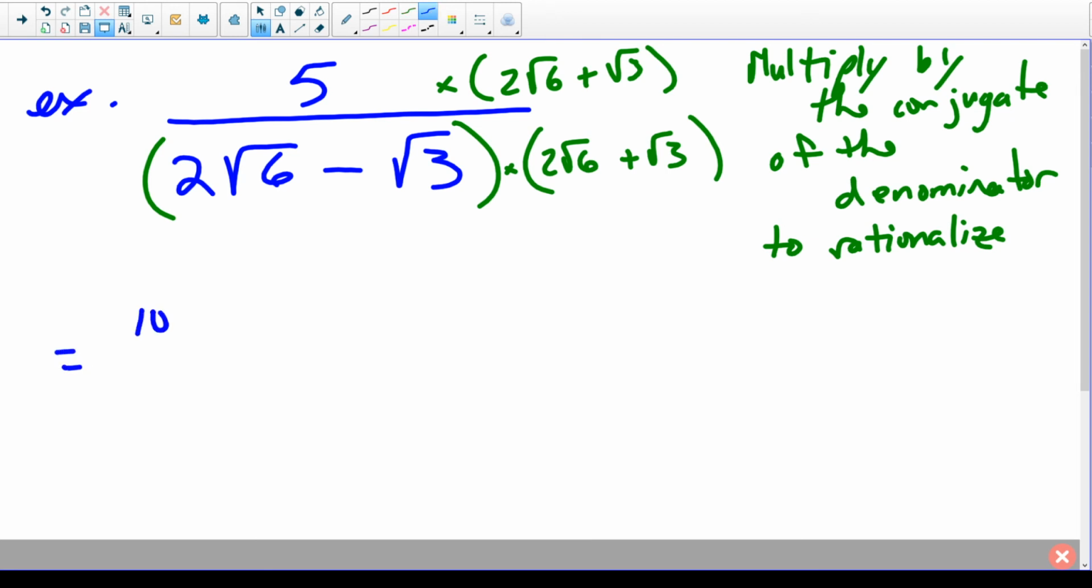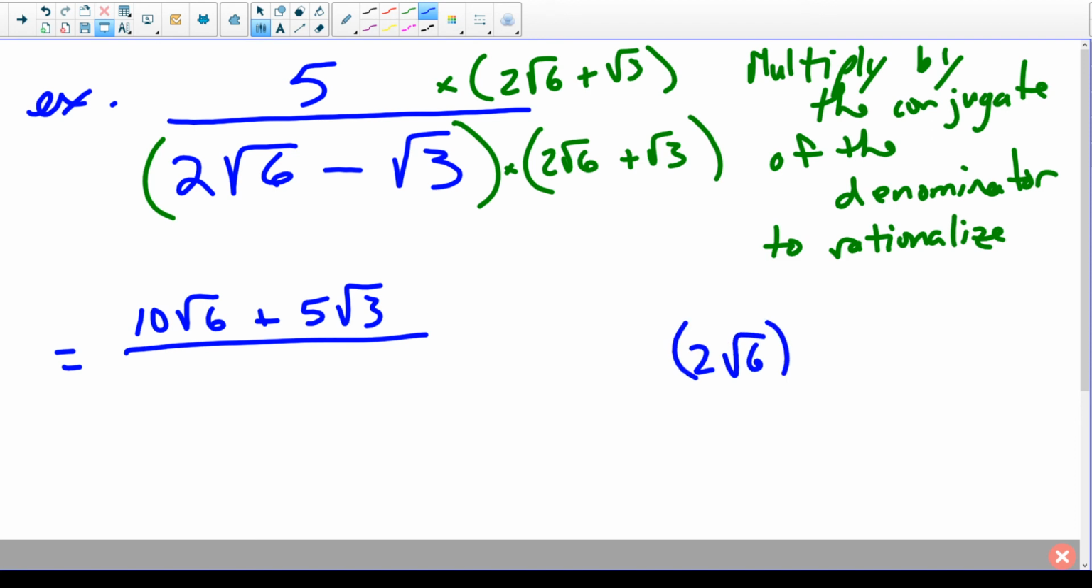We get 10 root 6 plus 5 root 3. The 5 multiplies the 2 in front of the root. The 5 multiplies the 1 in front of the second root. For the bottom, what happens when we square 2 root 6? So I'm going to write that off to the side.